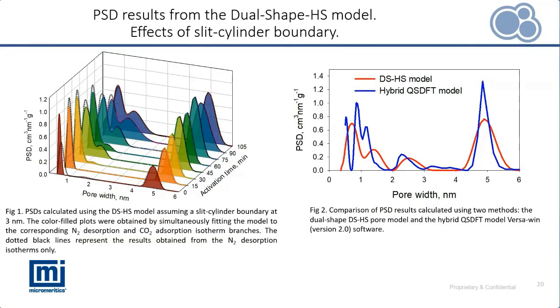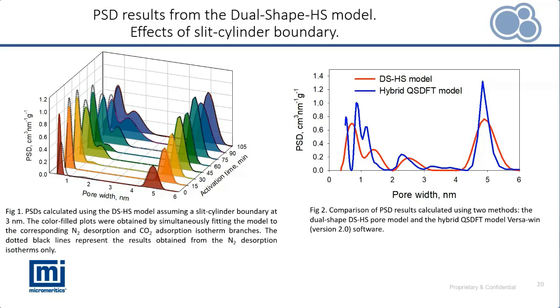The boundary between slit and cylindrical pore shapes is an important factor in the dual shape model. Traditionally, for nanoporous carbons, the slit-cylinder boundary is assumed to be at 2 nanometers. This boundary is also fixed in the QSDFT hybrid model included in the commercial VersaWin software. In our approach, this boundary is an adjustable parameter.